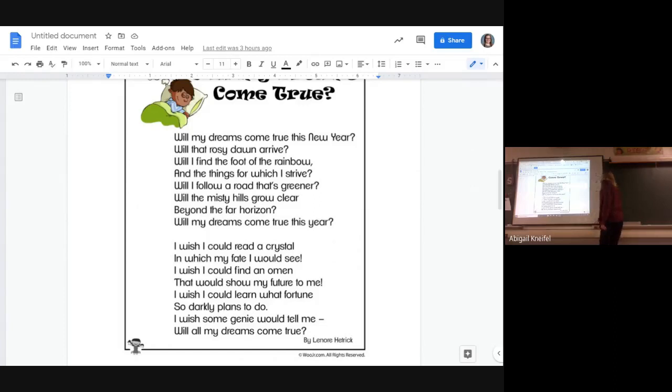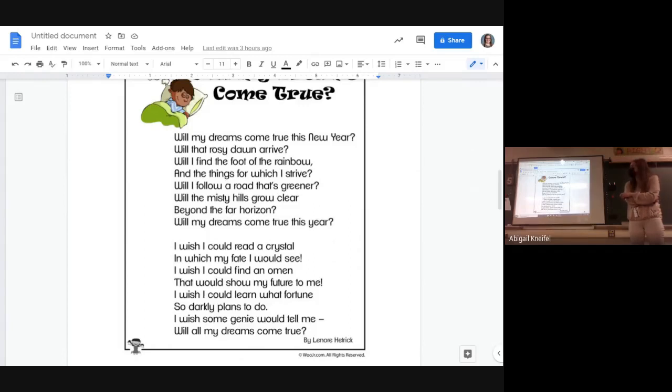All right. Next, we have a little bit longer of one. I'm going to read it to you, and then we are going to label it. You know, line A, line B, etc. Be on the lookout for those things that are rhyming, or be on the lookout for repetition. Things that repeat, okay? So, will my dreams come true this new year? Will that rosy dawn arrive? Will I find the foot of the rainbow and the things for which I strive?